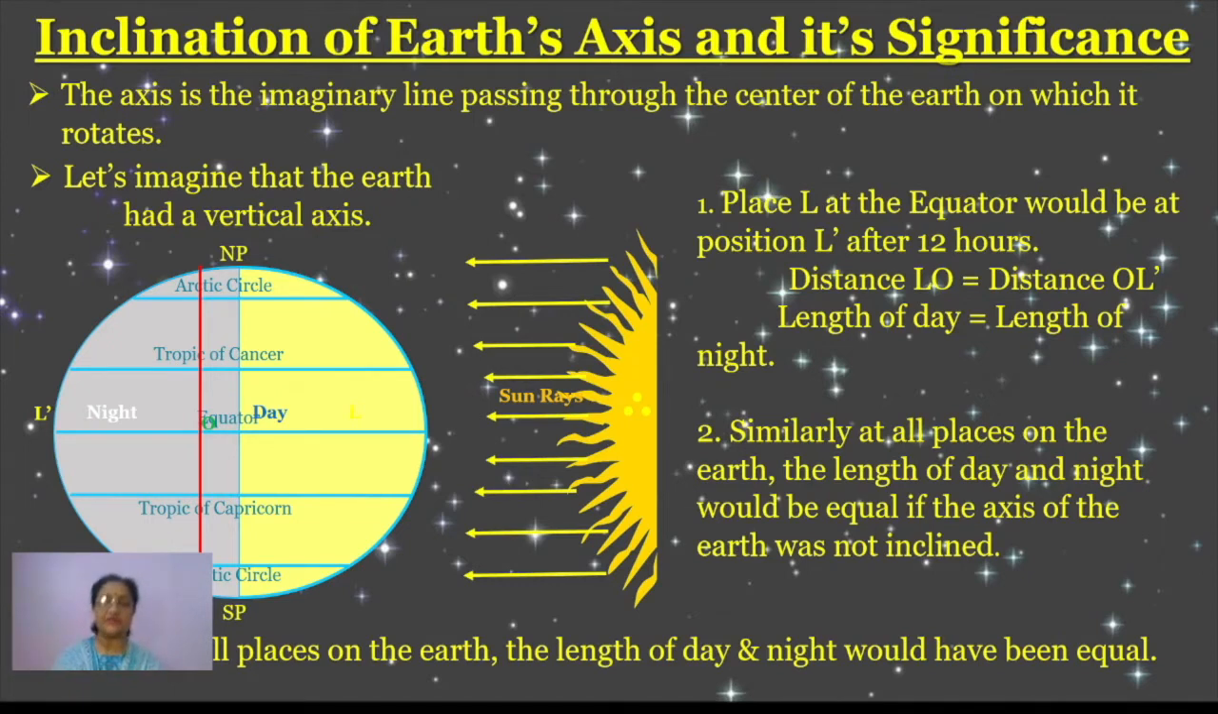So the main effect we can find the tilted axis has got on earth is that the length of day and night vary because of the tilted axis. If for a moment you just imagine that the axis is not tilted, it is a straight vertical line, then at all the places on earth the length of day and night would be equal. But it is not. At present we can even see by ourselves that the length of day and night keeps varying, and that is because of a tilted earth's axis.